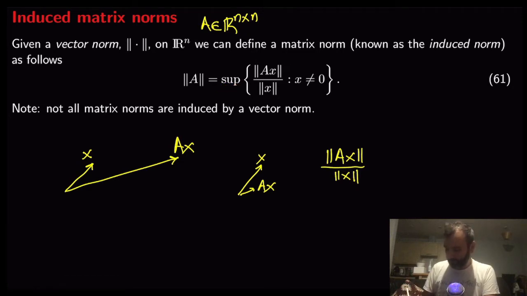Here I have written sup, supremum, but think of it for now as maximum. I'm now realizing that actually we will define this later in the module. Think of it simply as the maximum of this ratio, of this magnification, this scaling factor. And of course, I've written here that x is not equal to 0. I don't want you to remember this formula. I'm just telling you how, given a vector norm, you can construct a matrix norm, the corresponding matrix norm.